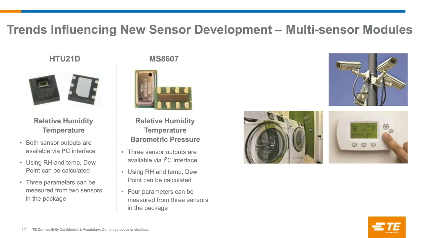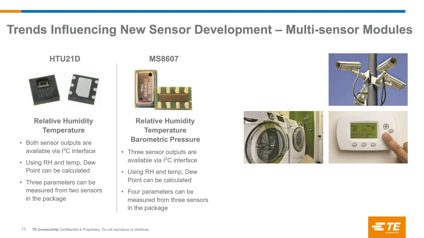And this sensor, because it measures relative humidity and temperature, can also provide dew point information. So we have a single package, 3 sensing elements inside, provides 4 data points for the customer. And they're used in a variety of different applications. We see them in appliances, dryers, for example, for drying clothes. We see them in refrigerators and refrigeration systems where people are interested in those parameters.